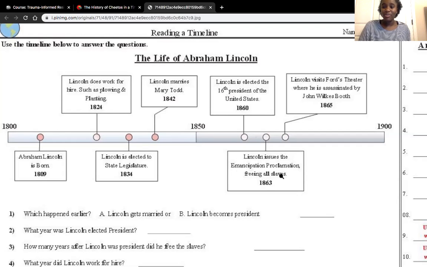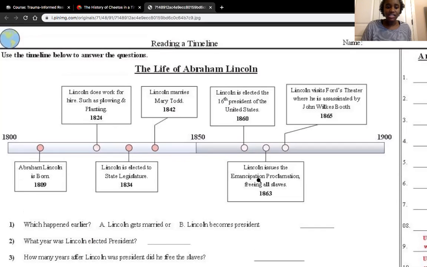So that was a bill or a law that freed all the slaves, so slave owners couldn't own anybody anymore. So that was a really big time. So then Lincoln visits Ford Theater, where he is assassinated by John Wilkes Booth in 1865. So that's the big scene where he's in the theater and he gets shot by John Wilkes Booth. So that assassination means that he was killed by somebody else.